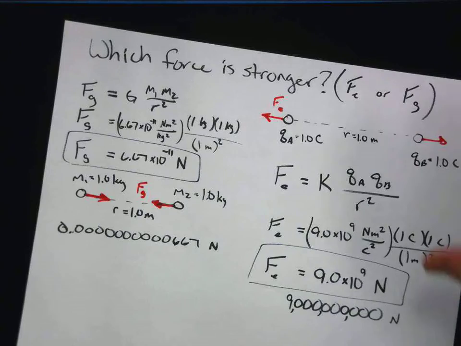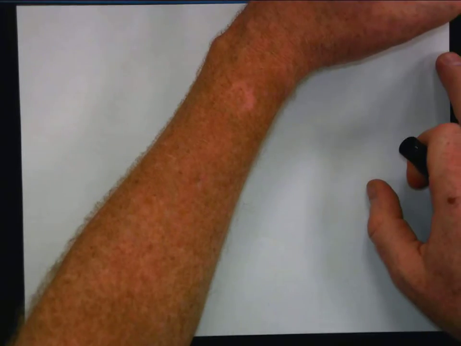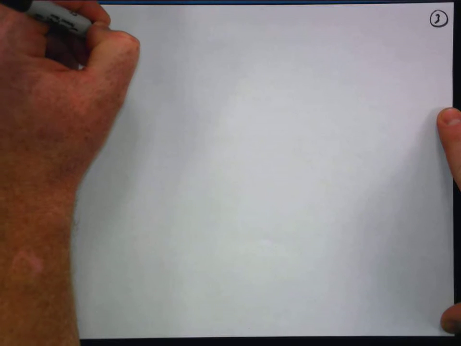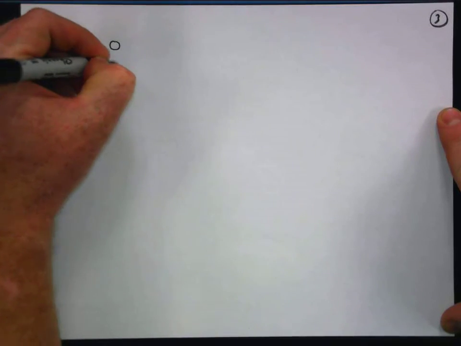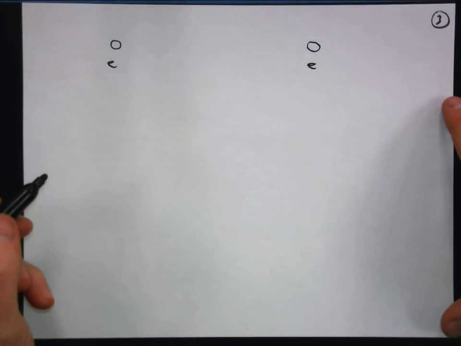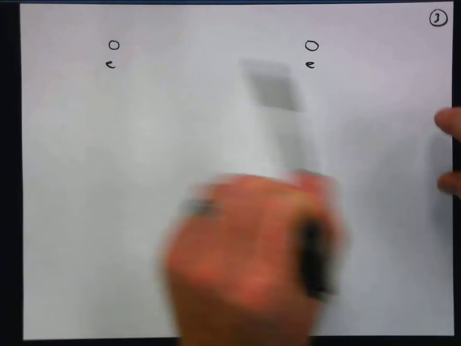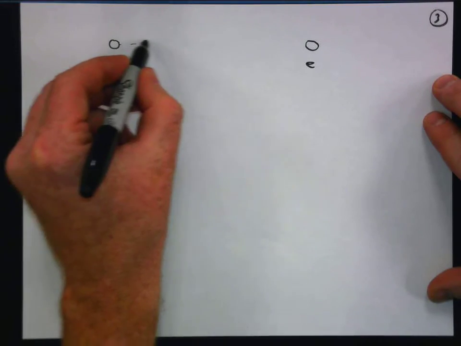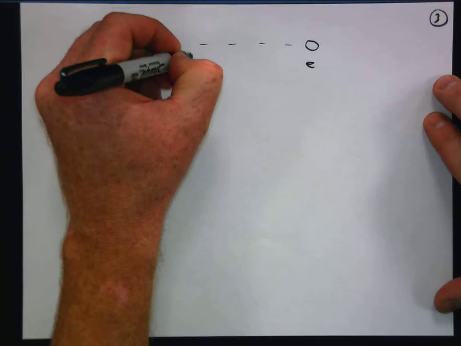But there's another way to compare them, and this might make a little more sense. Check it out. So instead of two separate situations with two separate quantities, let's look at two electrons. There's an electron, and there's an electron. Now, electrons are all negative, so these two are like charges. They will end up repelling. Let's put these two electrons 1 meter apart, so R is going to be 1 meter.